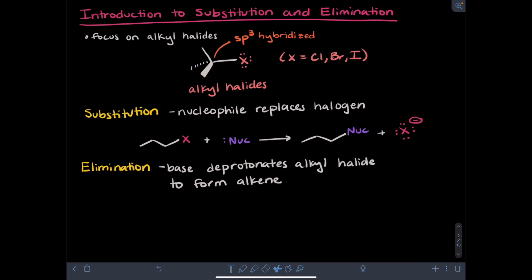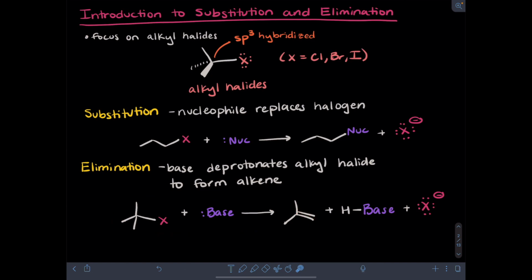Alkyl halides can also undergo what are known as elimination reactions. In this case, the alkyl halide is deprotonated by a base in a reaction that forms an alkene. Your starting materials would be an alkyl halide and a base, and in your products you'd have a new carbon-carbon pi bond, you'd have the conjugate acid of your base, and you'd have the halide anion.